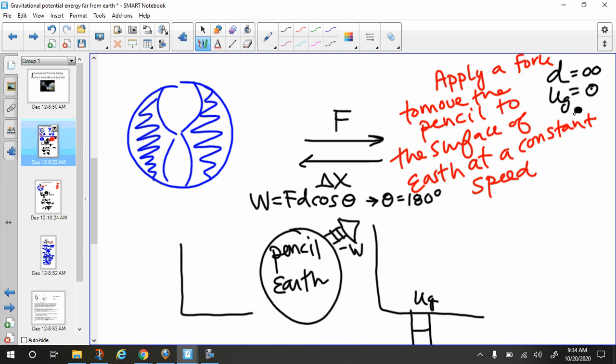Okay, so back to our pencil. We take our pencil and we place it at infinity. And now we're going to move it towards the Earth at a constant speed.